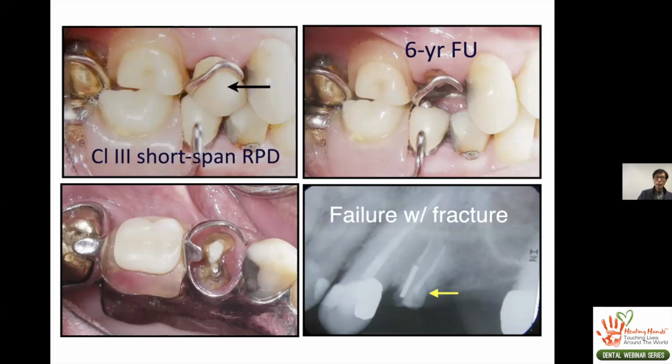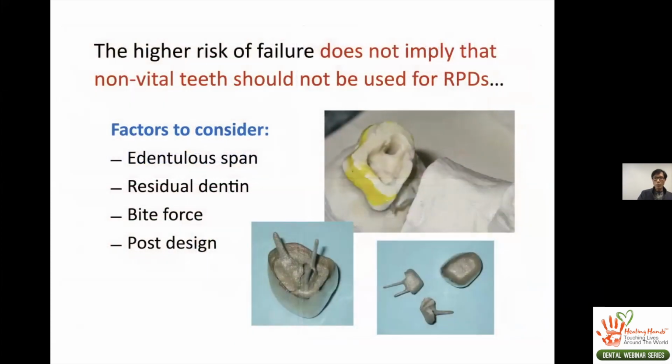So I think we have to be very careful in terms of selecting the abutment, especially if the tooth is non-vital and also has been built with post and core. But having said that, we may ask, what are we going to do if the tooth is non-vital? Are we going to remove that? No, that's not my point. My point is that we need to look at other factors. We need to look at the edentulous span, if the edentulous span is long or short, or if the edentulous span is bounded or a free end. And also we need to look at residual dentin.